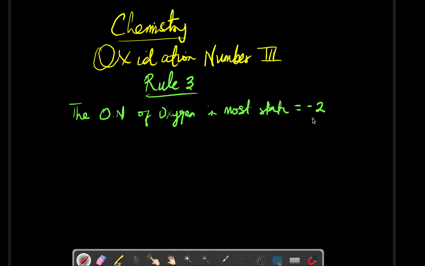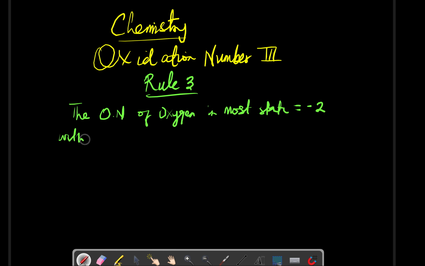So you will see that in most of the questions you will solve, when they say oxygen, they put the oxidation number of oxygen as -2. Now why do they put -2? Because the oxidation number of oxygen in most states is -2. But there is an exception o. The exception is peroxide, let me write it down so that it will help you.